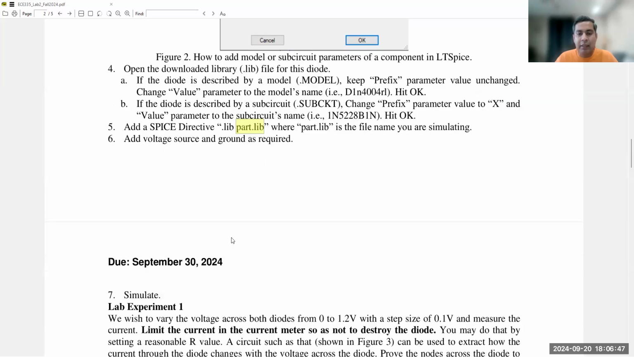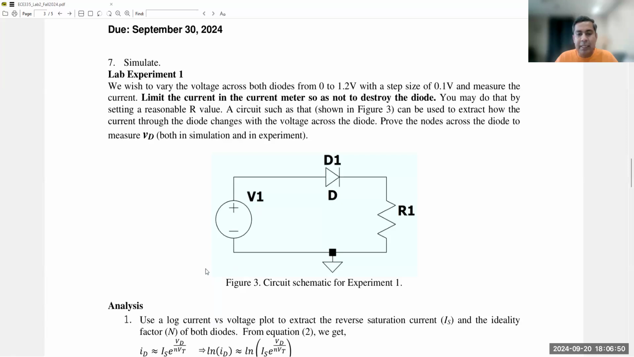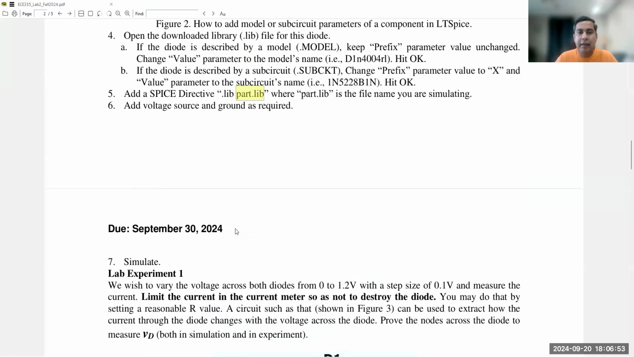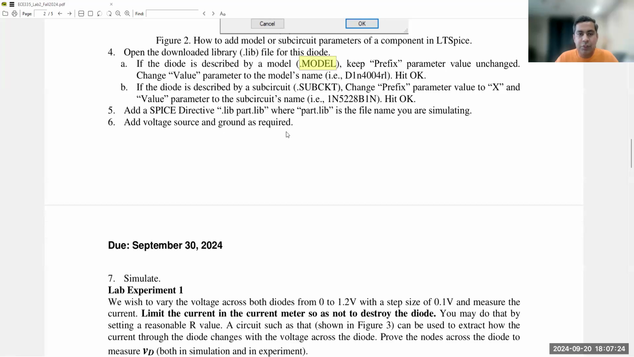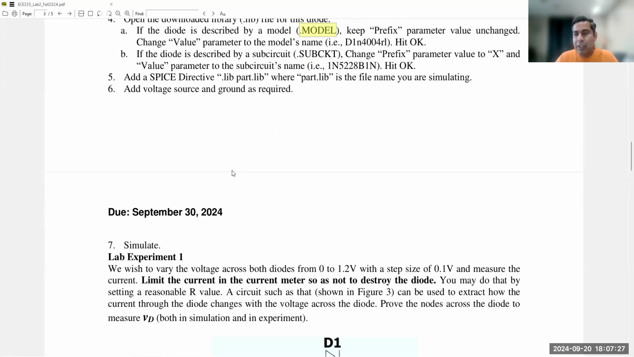And then place that command in your circuit here, and then place it anywhere in the window, and it will be added there, which basically tells LTSpice that you should add this library and look for this file in the LTSpice home directory, and use the model definition inside that library file to run your simulation. And you have to do the same thing for the Zener diode simulation also. Just add that library file with the .lib command in your LTSpice circuit. And then add your voltage source and ground as required, and then run the simulation.